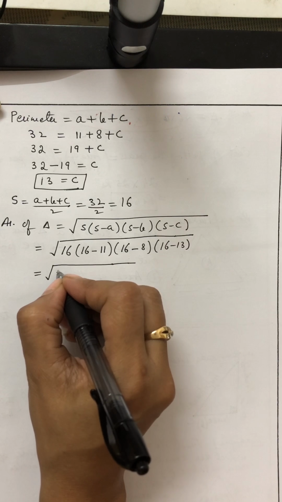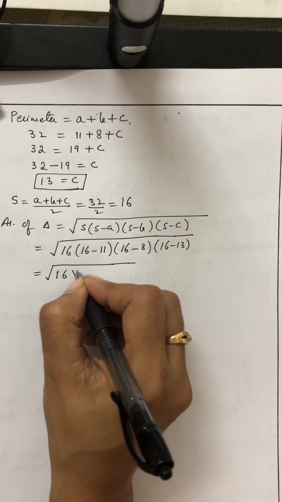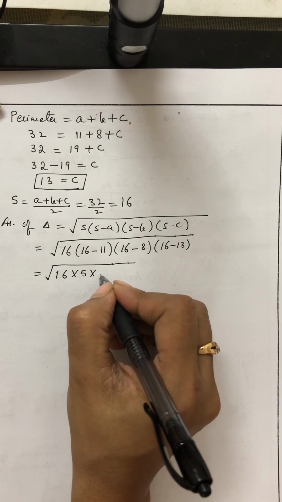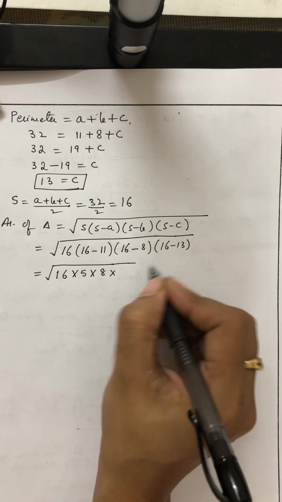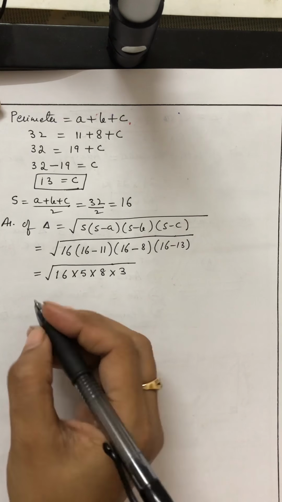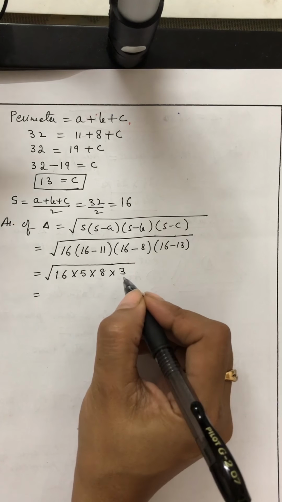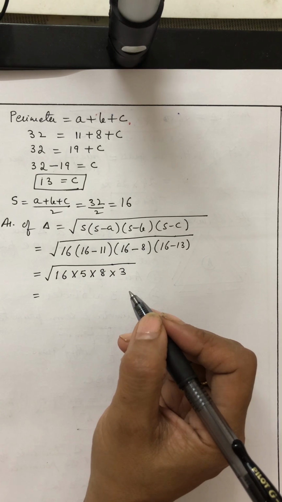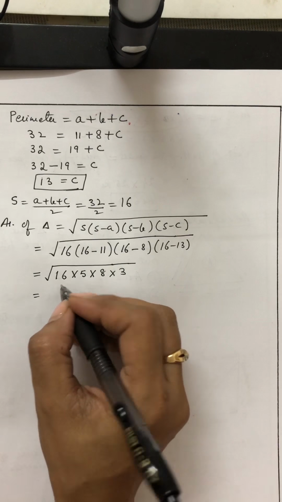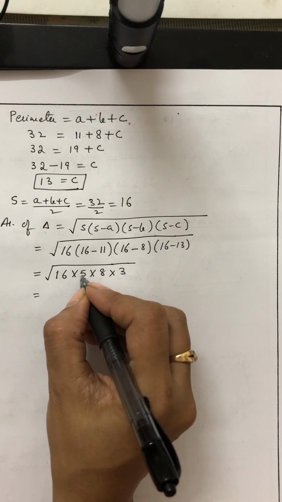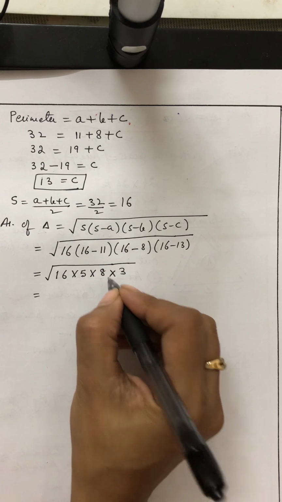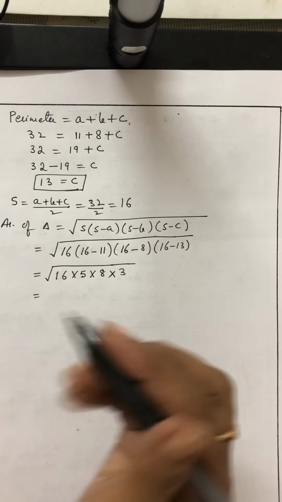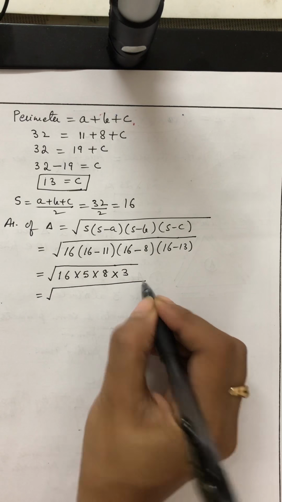So let's simplify. It's 16 into 5. 16 minus 8 is 8. Into 16 minus 13 is 3. Now we are not going to multiply these numbers and make it a bigger number and then find the square root. What we are going to do is break each of the numbers into its smaller factors, prime factors or not, that's not important, but they should be broken down into factors so that we can form pairs and take some of the numbers outside of the square root.